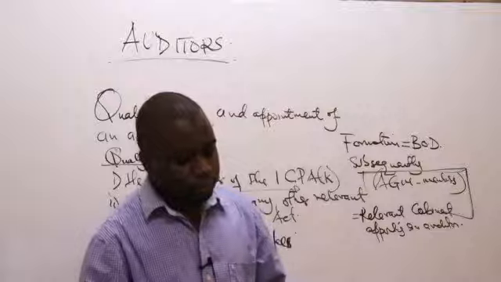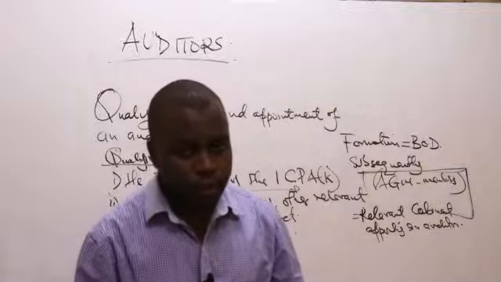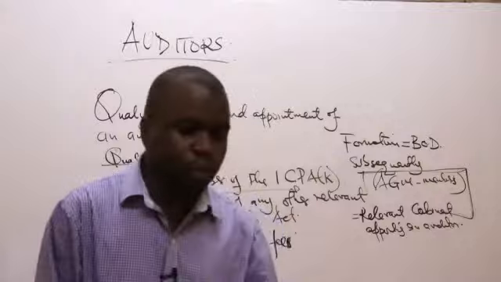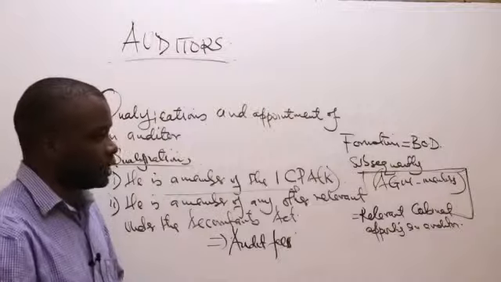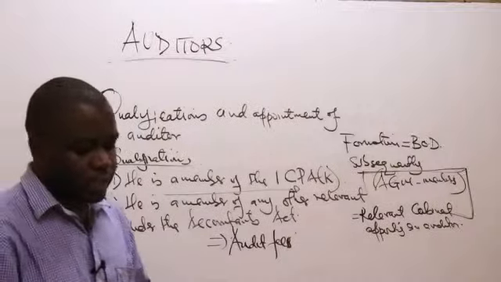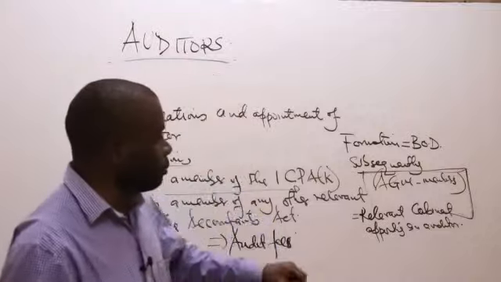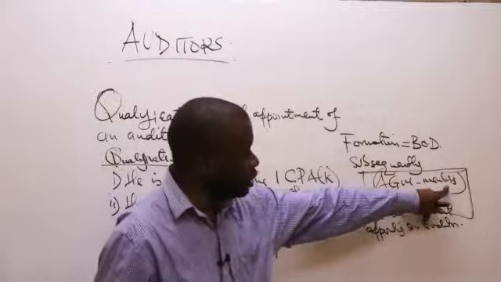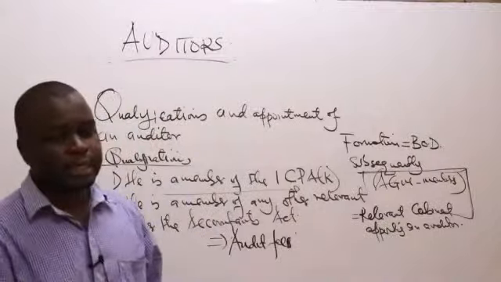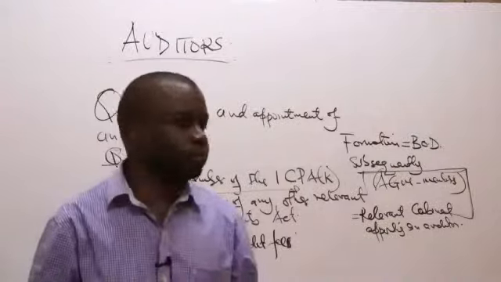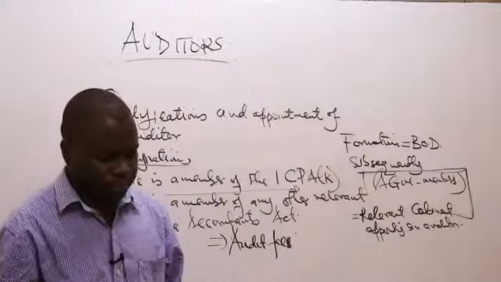Then number 2, he will hold office until the end of the first AGM. That's when the members will basically take over the appointment of the auditor. So number 2, he will hold office until the end of the first AGM.